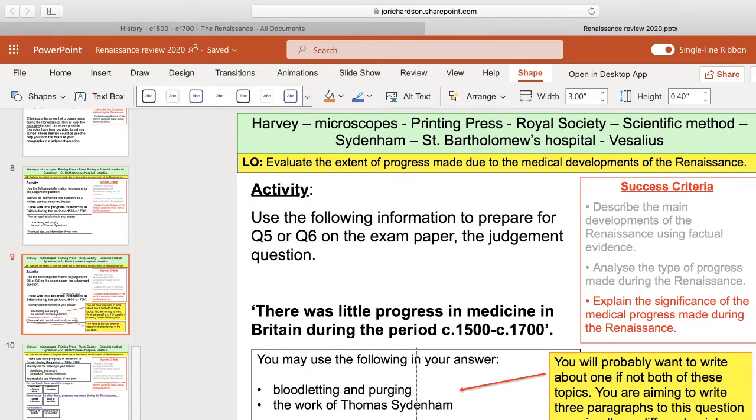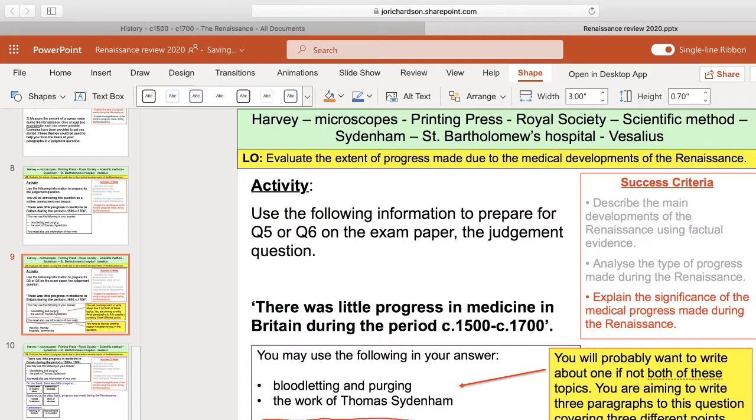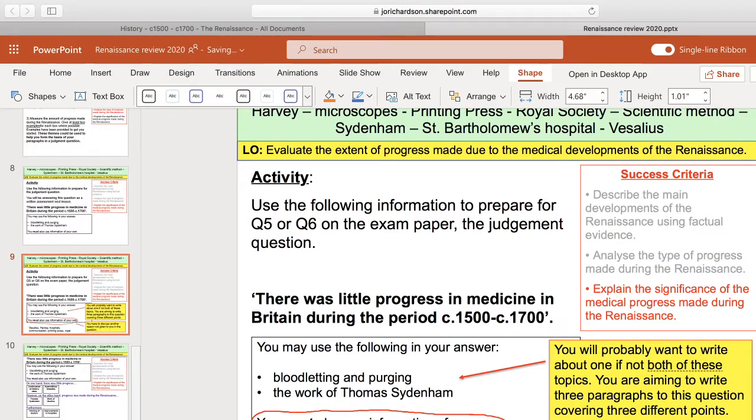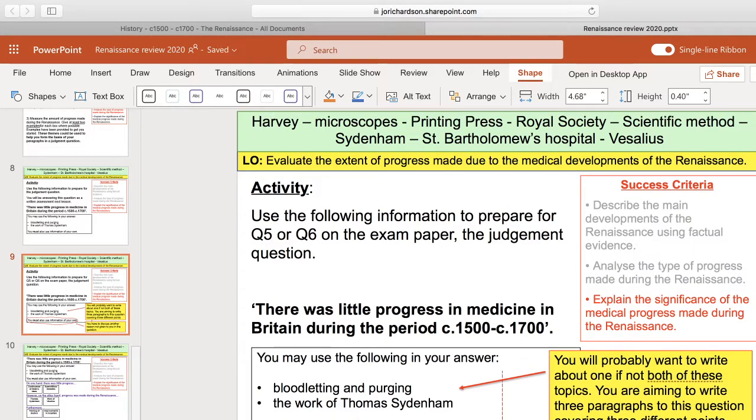okay, well, I know more individuals. I can write about Vesalius, Harvey. I can talk about hospitals. I can talk about communication, printing press, Royal Society, transference, whatever you want to say, you can just write down all these things.